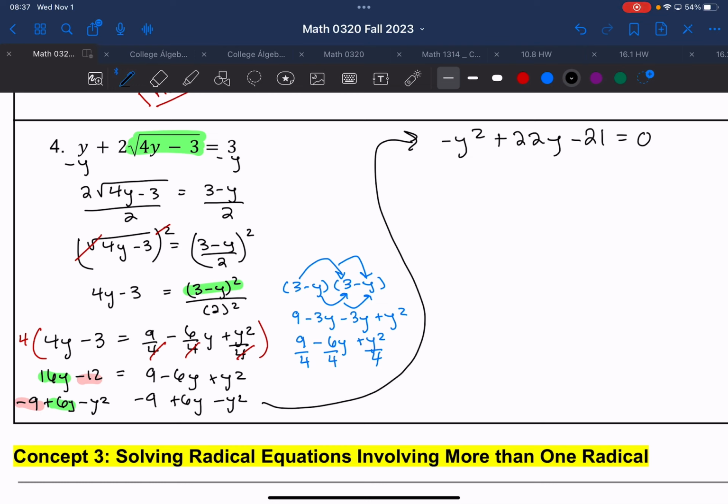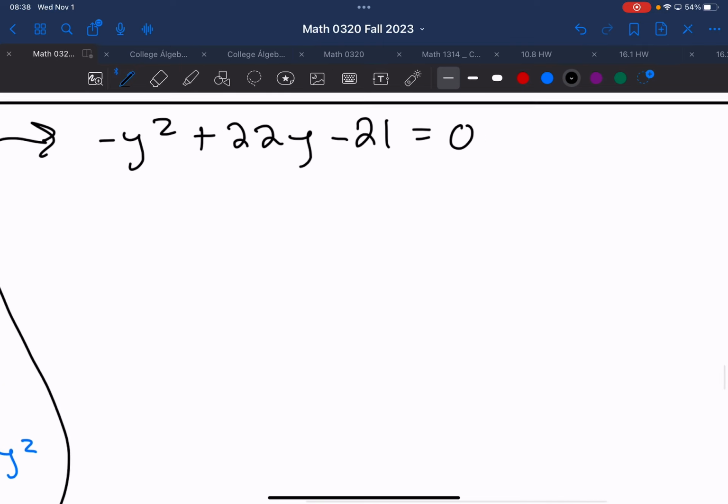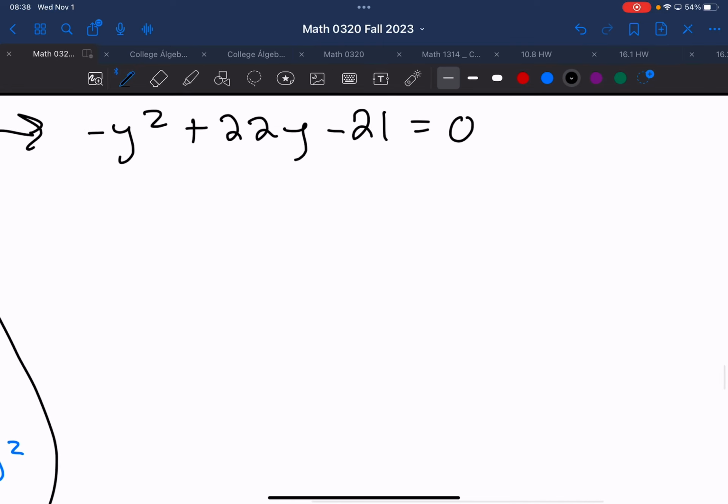Okay, so we've simplified everything, got rid of our radical. Notice that we are going to have a quadratic function, so it's going to be equal to 0. Now looking over here, what's one thing we should do to each term because we don't want a negative a value? Multiply everything by negative 1, and that's going to change the signs. So I have y squared minus 22y plus 21 equals 0.